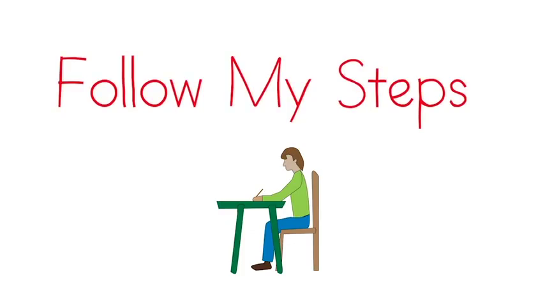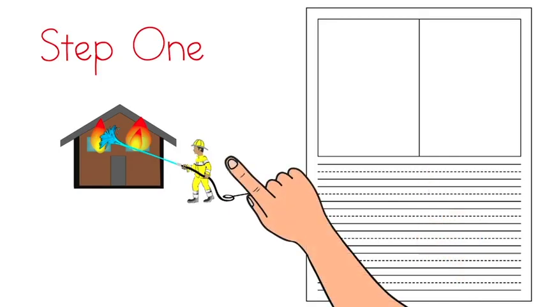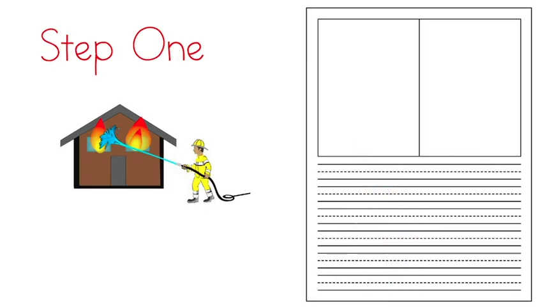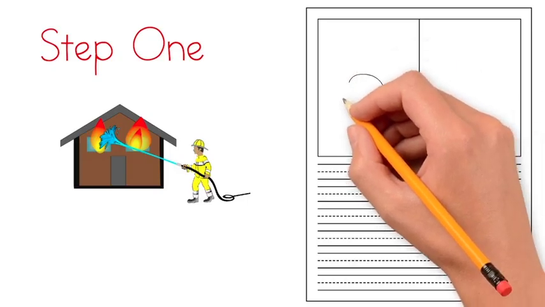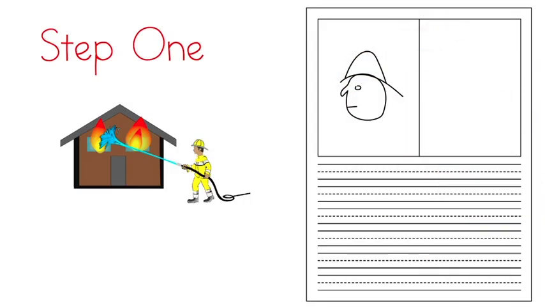Follow my steps. Step 1. Plan the basic sentence. Fill in both planning boxes. First, go back to the idea. Go to the left planning box and ask, who or what was the idea about? A firefighter. The idea was about a firefighter. Draw a quick sketch to show the firefighter, to show who or what our sentence is about.